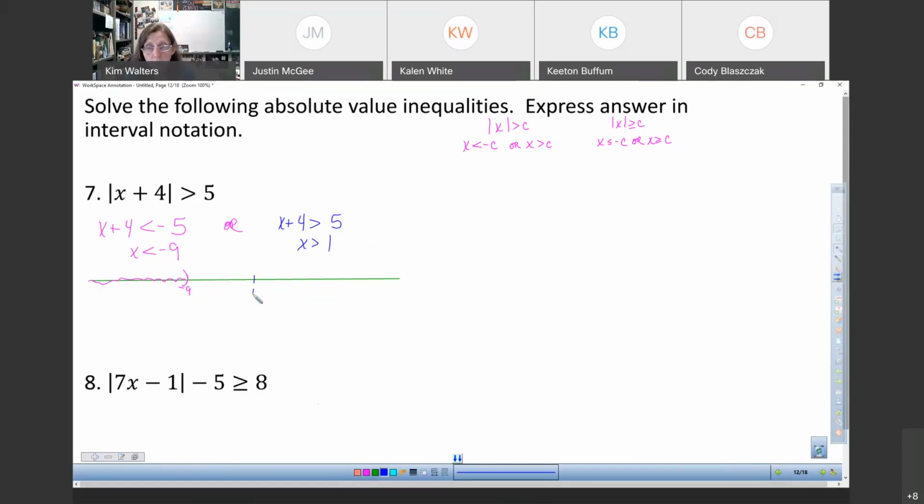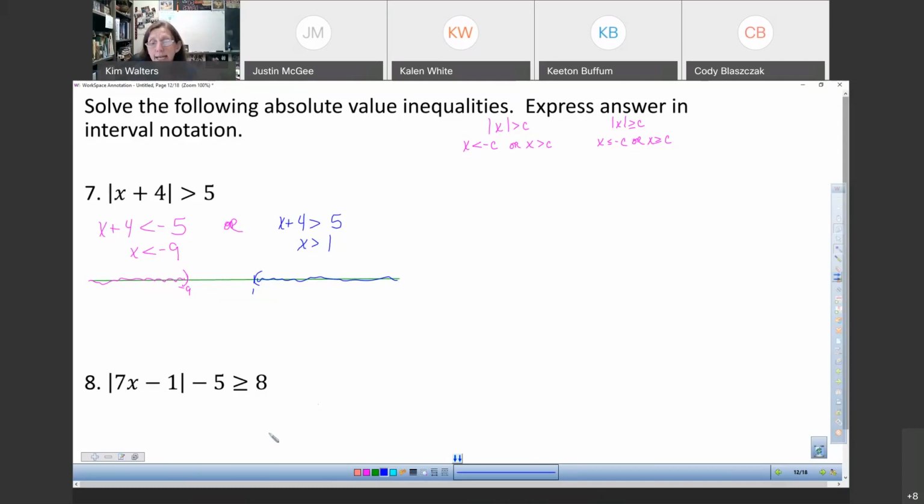Here is 1 on my number line. Greater than means I shade to the right, round bracket, and so it's going to look like this. If I do it in this order, most of the time it puts the smaller one on the left side and the larger one on the right side. And I just think that helps you guys.